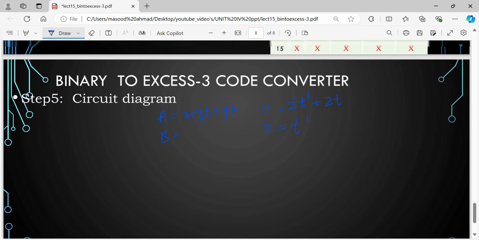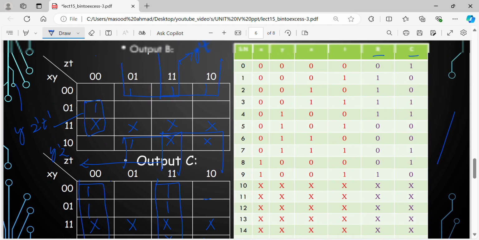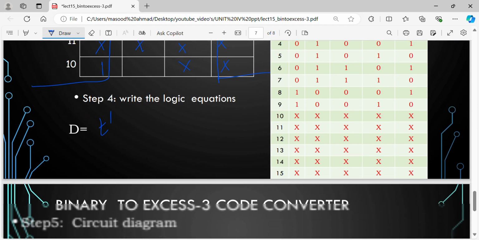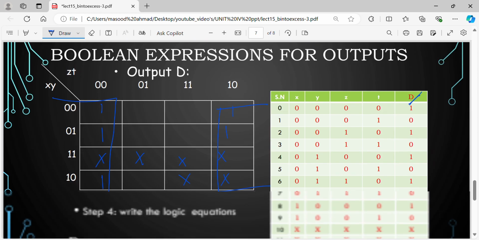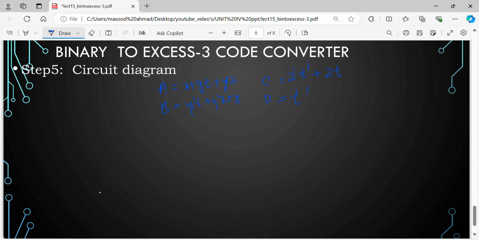Now if you look at the expression for B, what expression did I get for B? y bar z, y bar t, plus y z bar t bar. So now what can I do? It's very simple. To get A, I'll take x, I'll take yt, give it to an AND gate. Then you take yz. This is x, this is y and t. Next is y and z. So you OR them together. If you OR them, I'll get A.